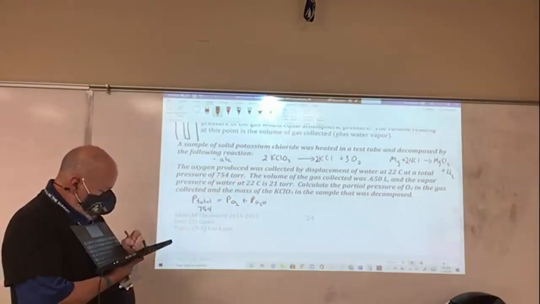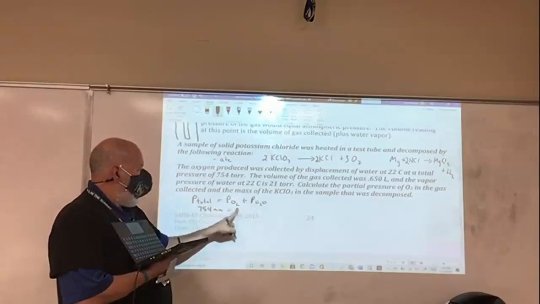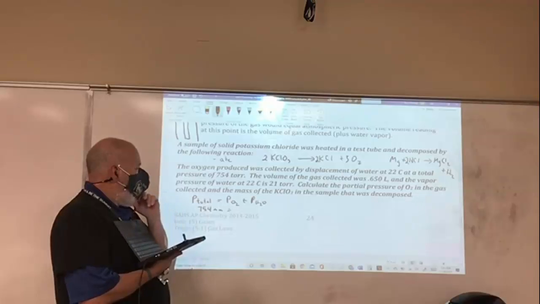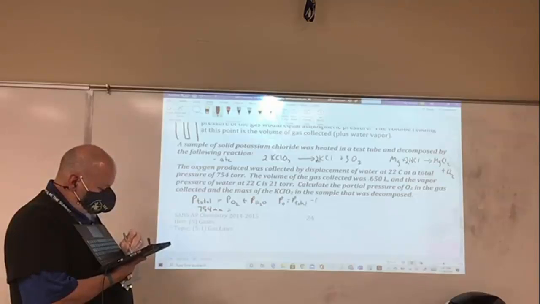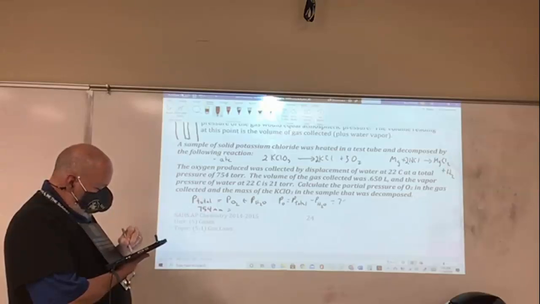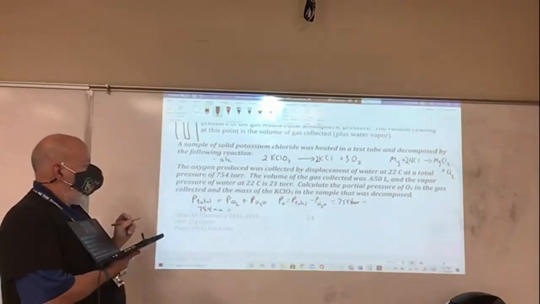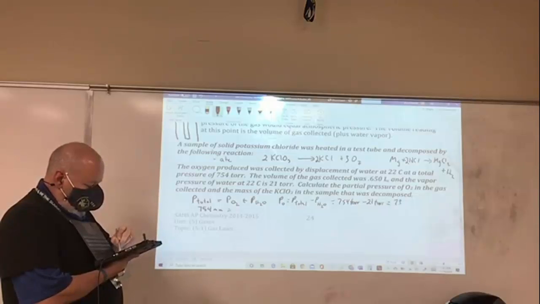Millimeters and torr are going to be the same thing. So if I wanted, I could say that that's 754 millimeters instead of torr. But I know that that's going to be related to the pressure of the oxygen plus the pressure of the water. And so if I want to know what the pressure of the oxygen is, P O2 is going to equal P total minus P water. That sounds weird, doesn't it? P O2 equals 754 torr minus, and I've been told at 22 degrees Celsius, which is where this happened, the water vapor pressure is 21 torr. So that means that the pressure of oxygen is 733 torr.